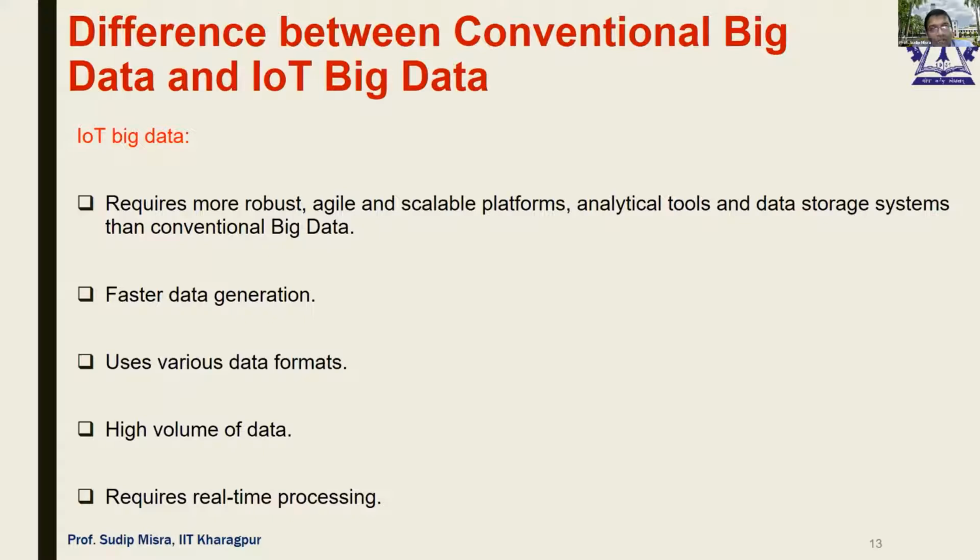However, in the context of IoT, there are certain characteristics of this kind of big data, and these are distinct from the conventional big data that we used to talk about, right? These are some of the different characteristics that I have noted for you. The first one is that IoT big data requires more robust, agile, and scalable platforms. Let us try to understand. Agility is very important in the context of IoT. If you are talking about a highly dynamic IoT deployment, agility is paramount.